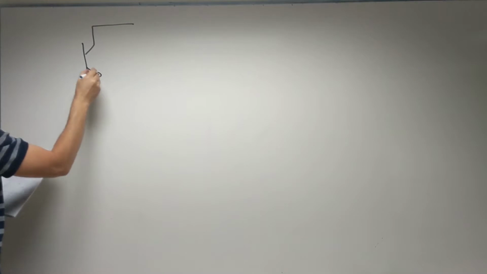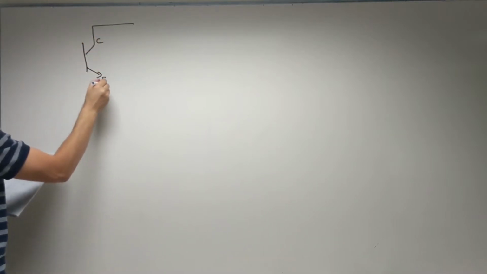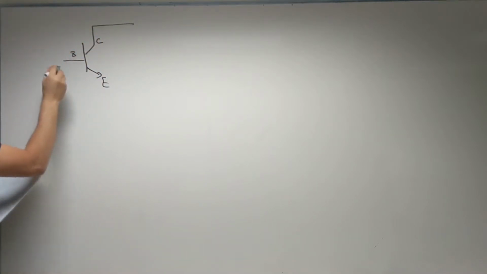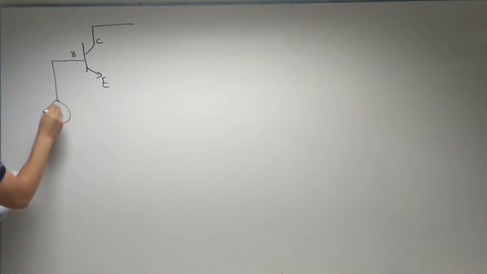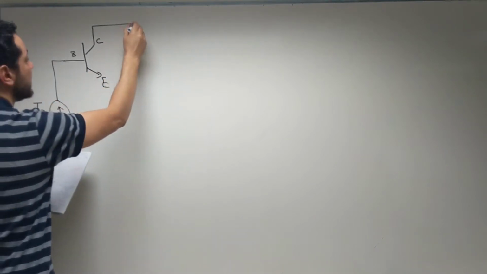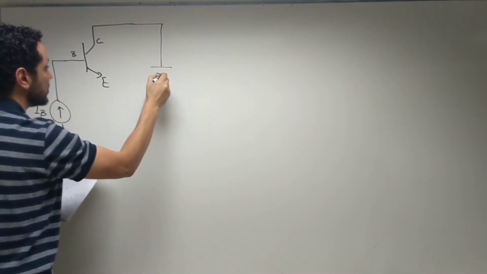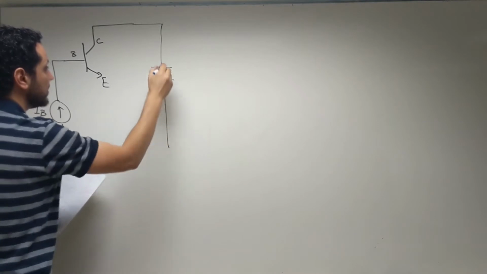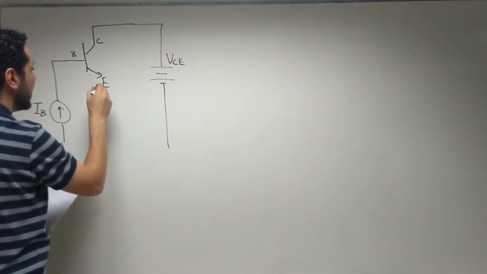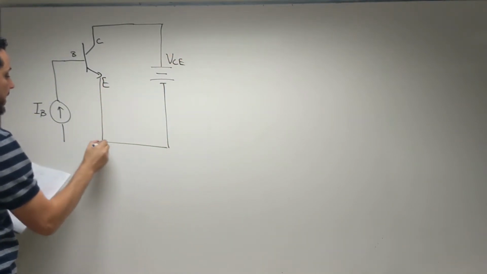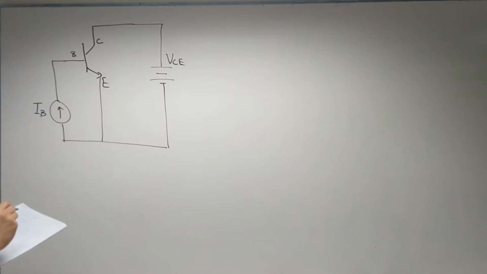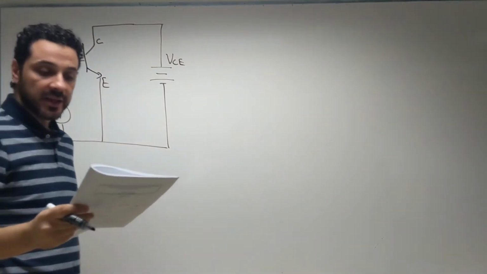We have a bipolar junction transistor, and this is the collector, emitter, and base. We are going to connect the base to a current source. Let's call it I base. And we are going to connect the collector to a DC voltage source. Let's call it VCE. And the emitter is going to be connected to the ground. Okay? So this is the circuit that we are going to simulate today.